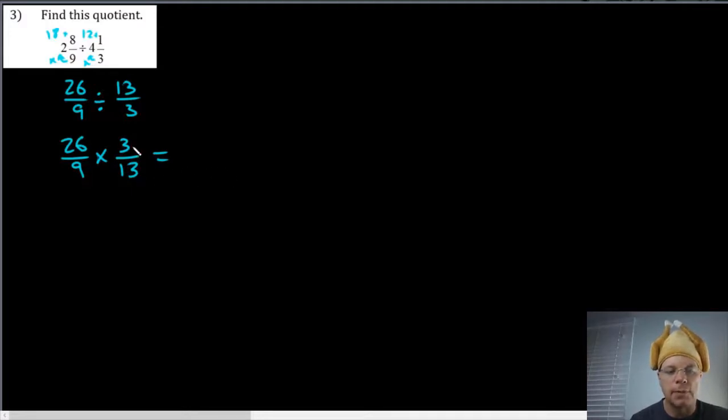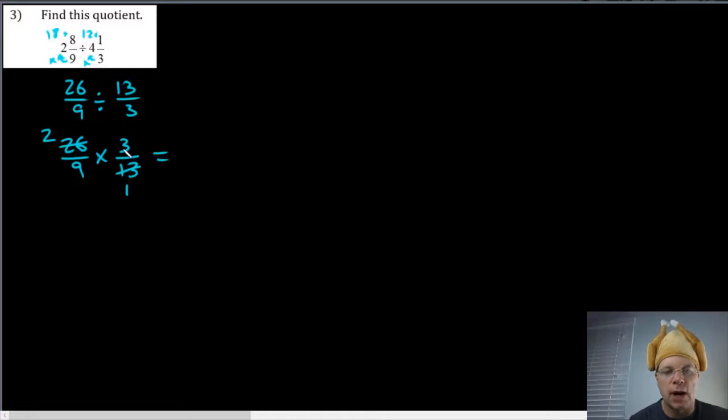But before I start multiplying, I want to see if there's any way to simplify. 3/13 is simplified. 26 and 9 don't have any common factors. However, I can look this way. 26 and 13 have a common factor of 13. So I could divide them both by 13. 13 divided by 13 is 1. 26 divided by 13 is 2. And what I've done by doing that is I've factored out 13/13, which is 1 whole. And we know from the multiplicative identity that we can factor out 1 whole without changing the identity of this expression.